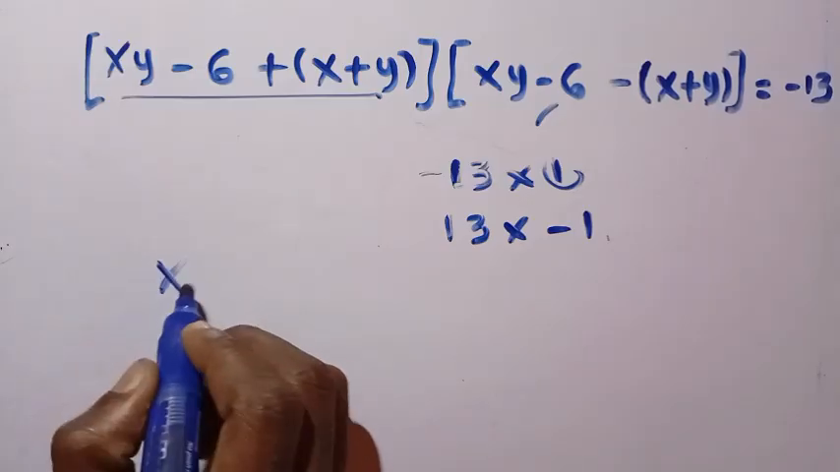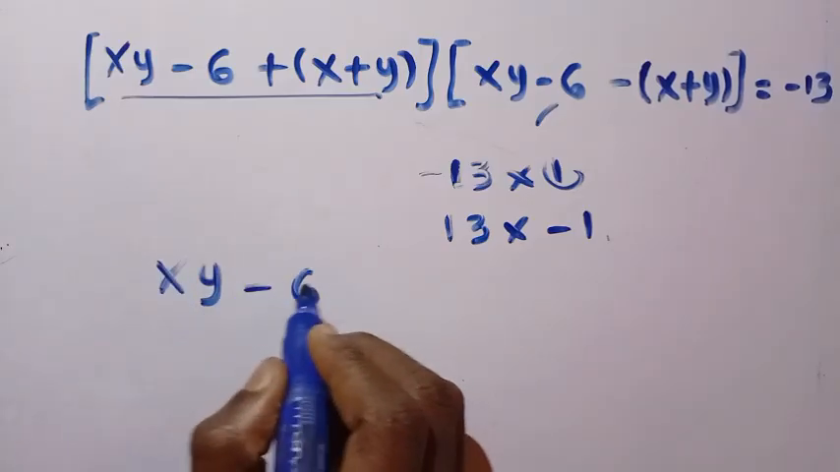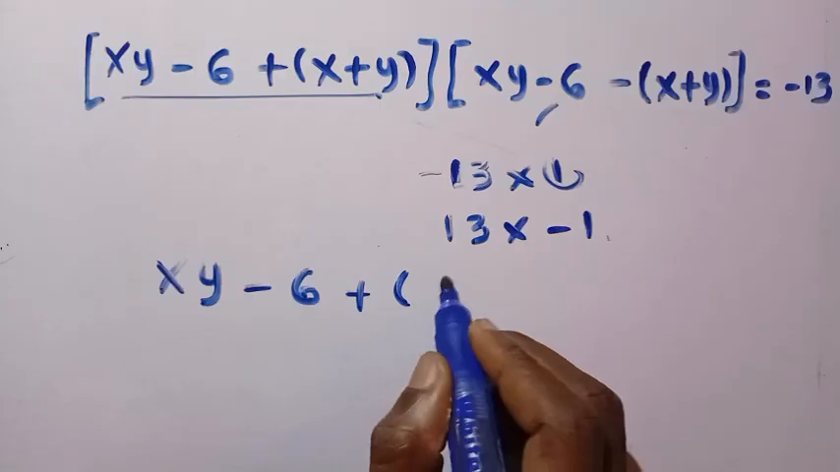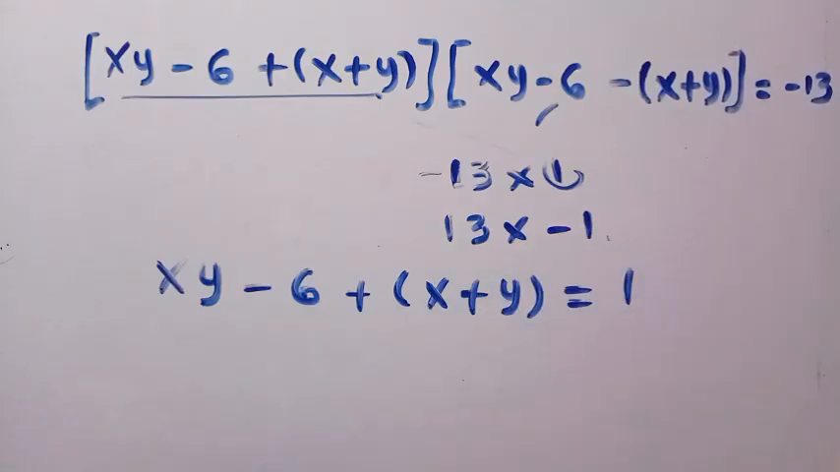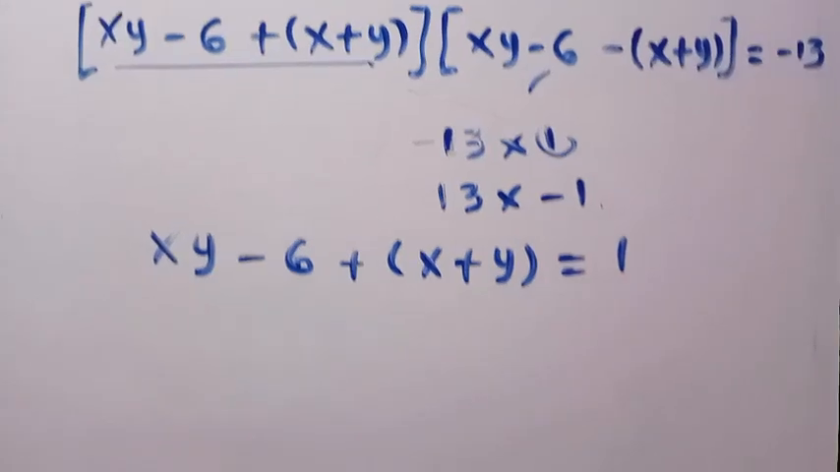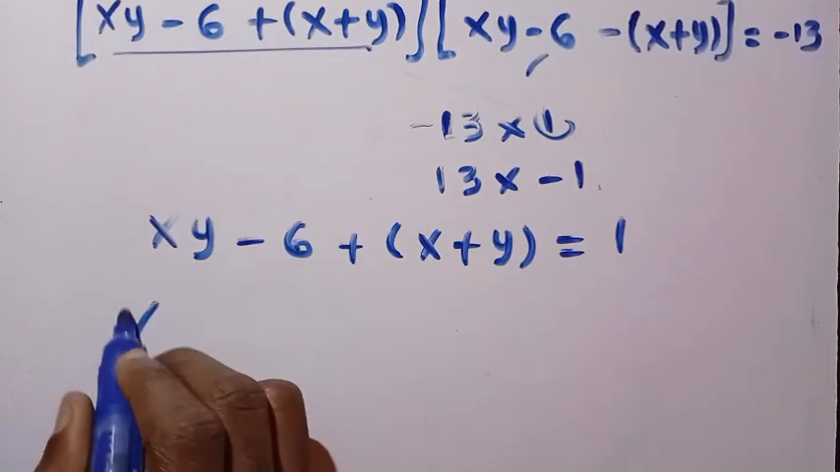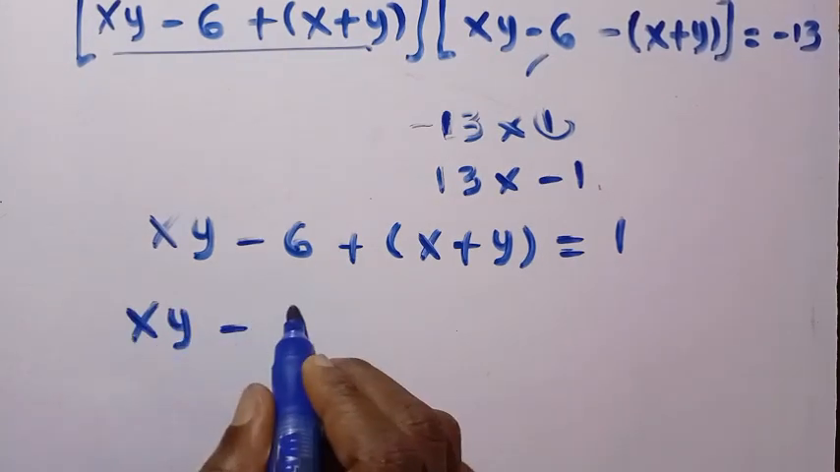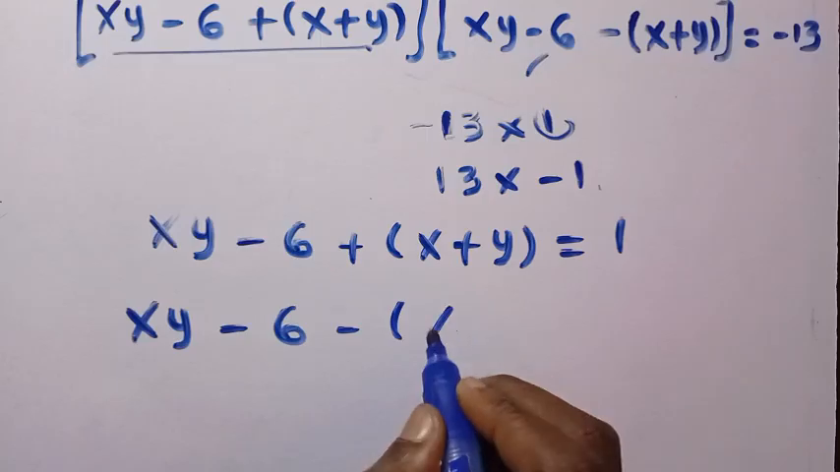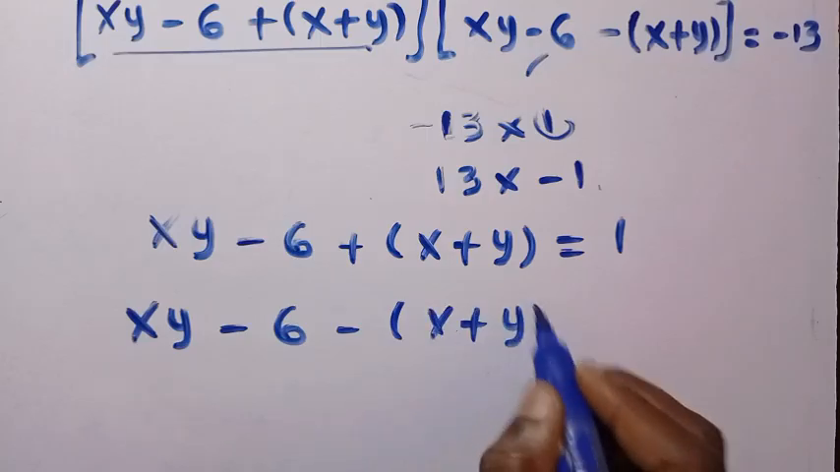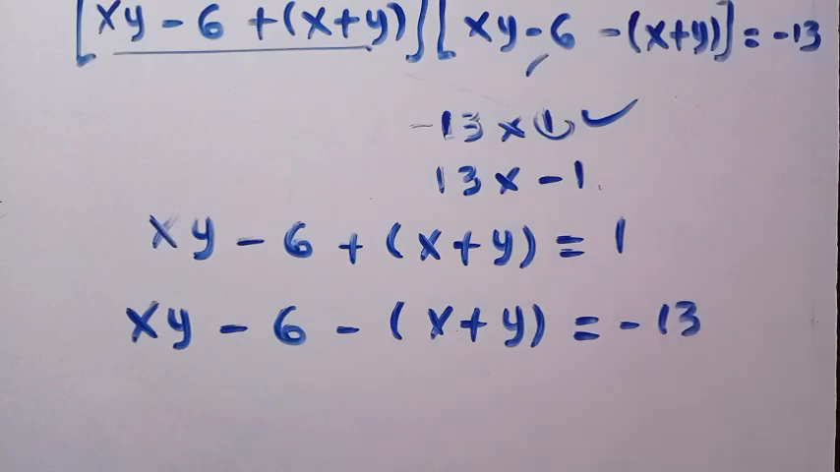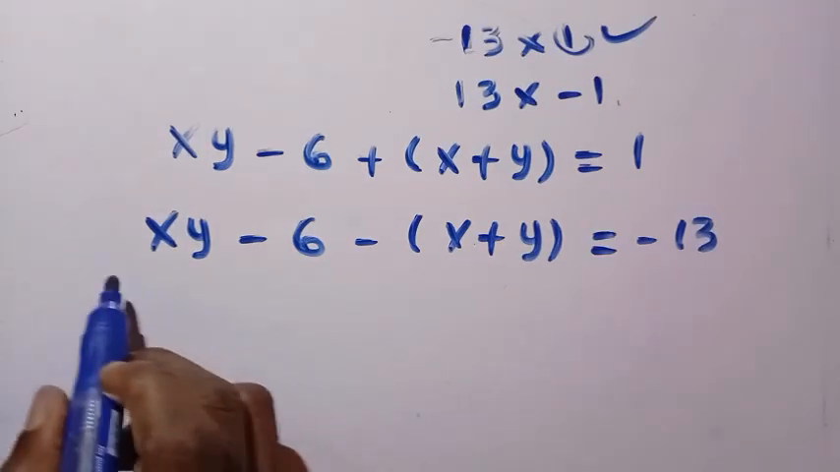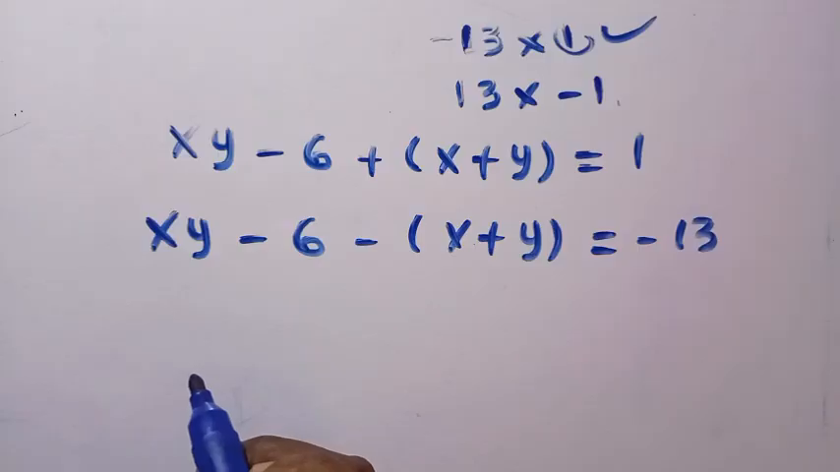So doing that, we have xy minus 6 plus (x plus y) equals 1. And then we have xy minus 6 minus (x plus y) equals minus 13, considering the first case. So this is too big. Let's try and reduce it.